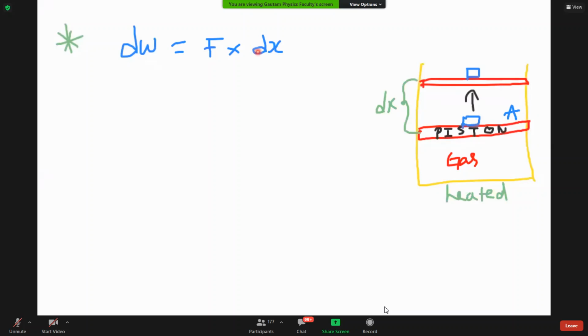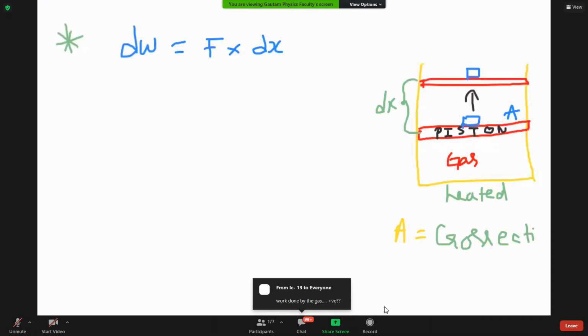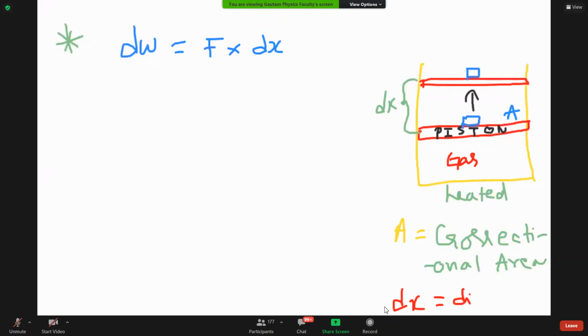dx is displacement of the piston. The piston travels from here to here. The displacement is given as dx. A is the cross sectional area of the piston. Later I will explain about negative and positive. First just concentrate on this one. The next topic is about negative and positive. Now just concentrate on this one. Cross sectional area, and here dx is the displacement of the piston.